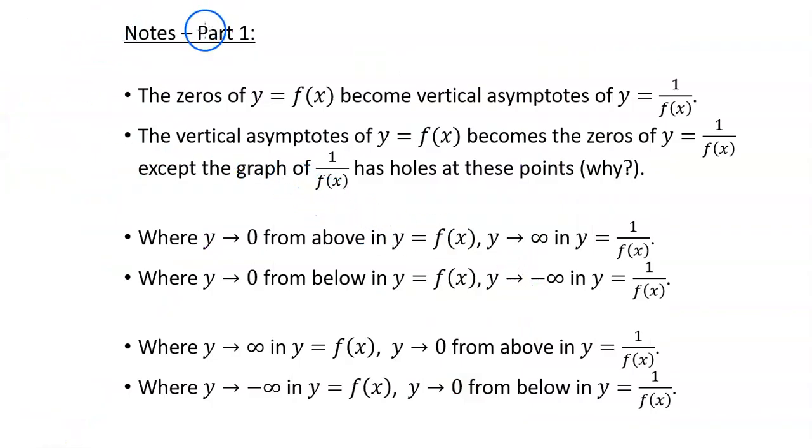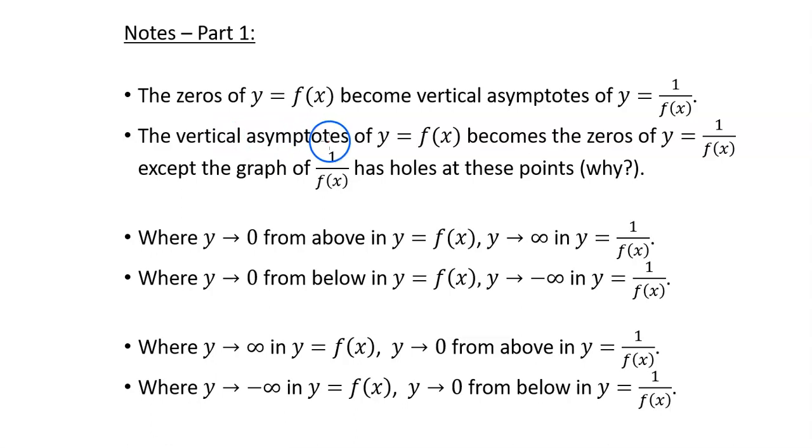So here are some notes in general for finding the graph of y equals 1 divided by f of x, given the graph of y equals f of x. The first one is that the zeros of y equals f of x become the vertical asymptotes of y equals 1 divided by f of x. And we already saw that before.